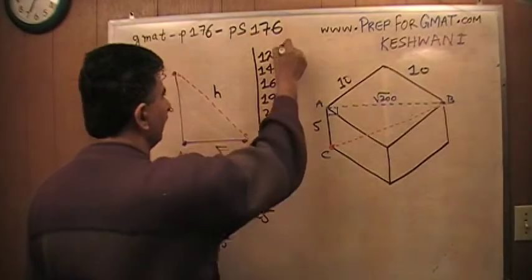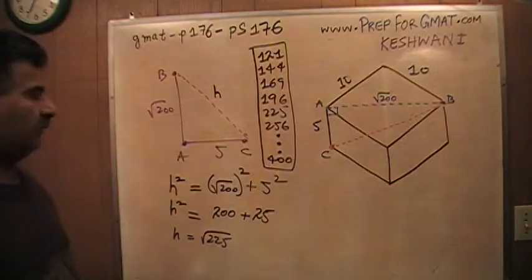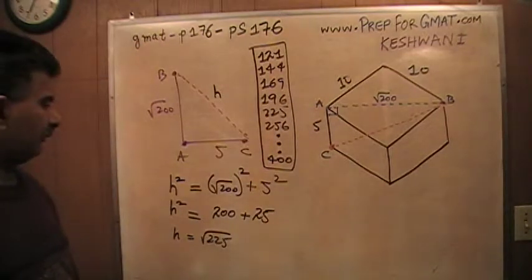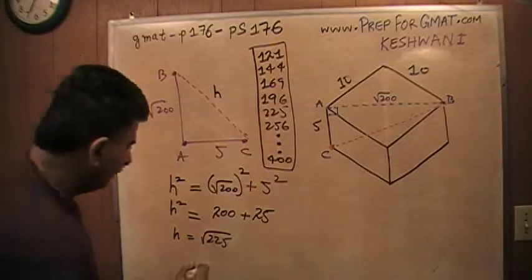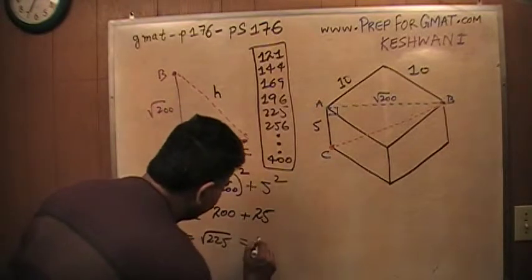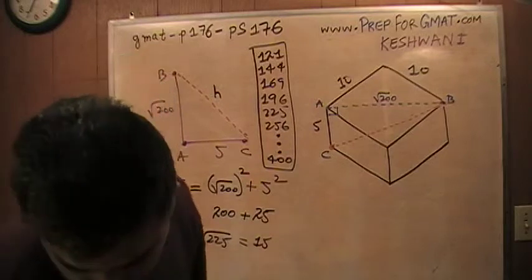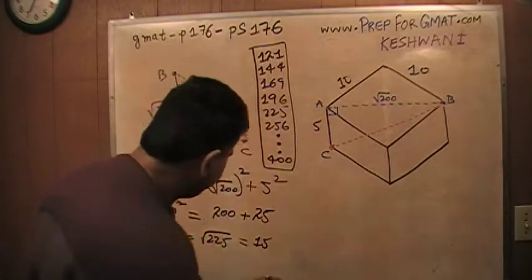You should know these by heart if you want to get a decent score on the GMAT, because you don't have the luxury of reaching for the calculator. So this is a perfect square, and the square root of 225 is 15. And that's your answer, that's it. The answer is A.